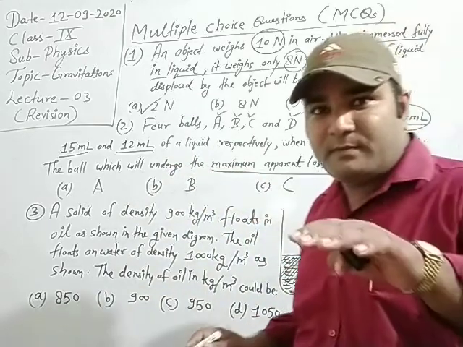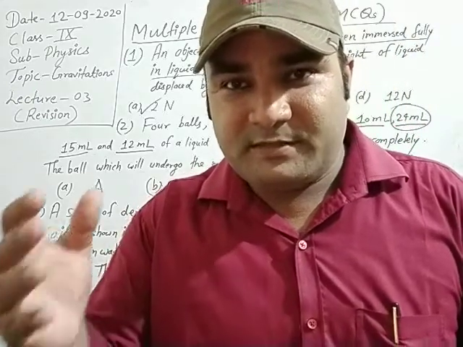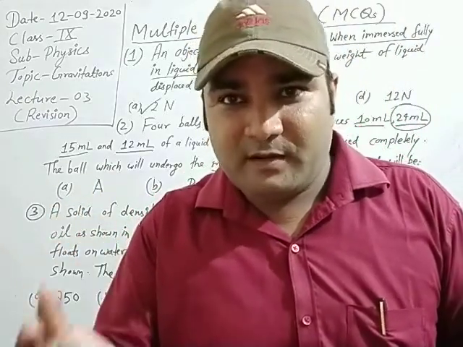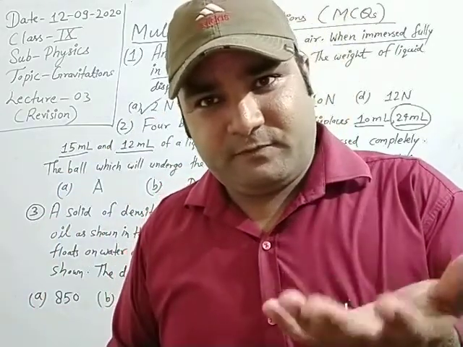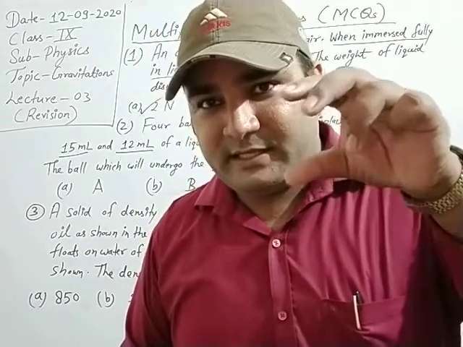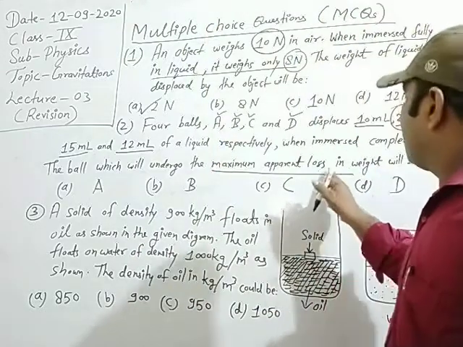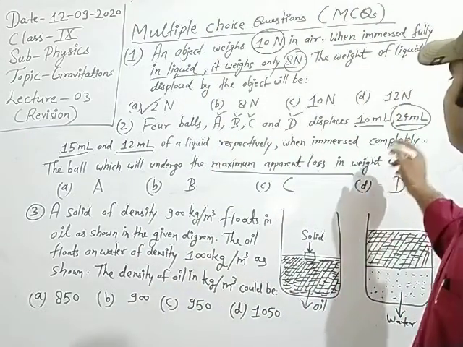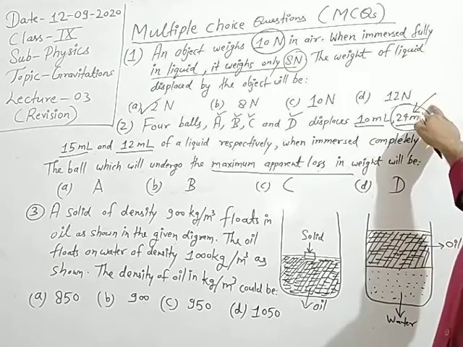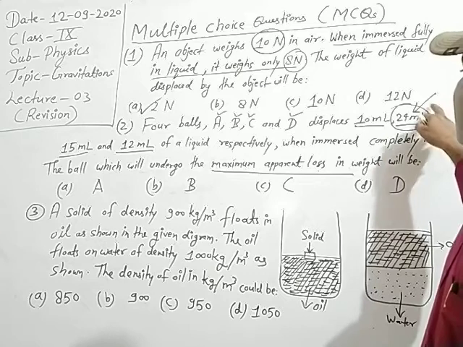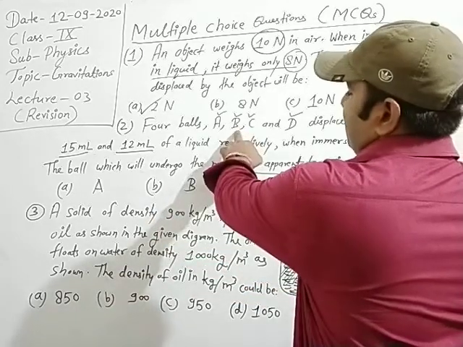Maximum displacement of water means the maximum weight of displaced liquid, that is, the maximum force of thrust acting on the body. And whenever there is a maximum force of thrust acting on a body, there is a maximum apparent loss in weight. In which body? The body that displaces the maximum volume of water, that is 24 ml, which is displaced by body B.